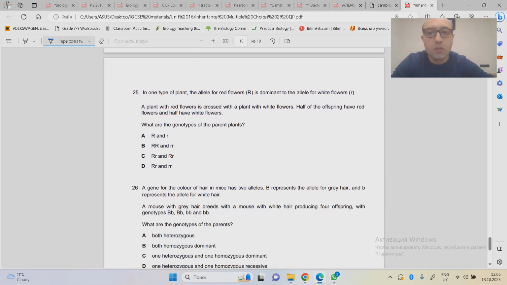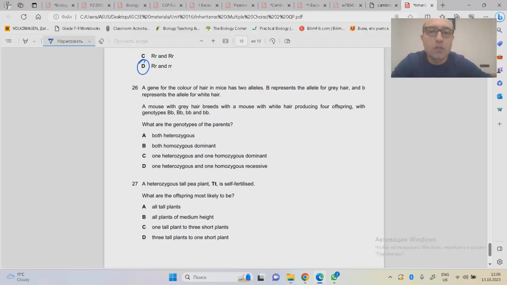In one type of plant, the allele for red flowers is dominant to the allele for white flowers. The plant with red flowers is crossed with the white flowers, and half of the offspring, again guys, if there's a ratio of 1-to-1, it means that one of them is heterozygous, another one is recessive homozygote. It is D.